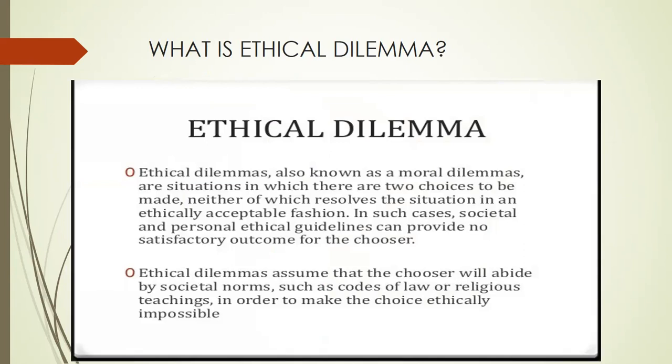Ethical dilemma, also known as moral dilemma, is a situation in which there are 2 choices to be made, neither of which resolves the situation in an ethically acceptable fashion. In such cases, societal and personal ethical guidelines can provide no satisfactory outcome for the chooser. Ethical dilemma assumes that the chooser will abide by societal norms, such as code of law or religious teaching, in order to make the choice ethically impossible.